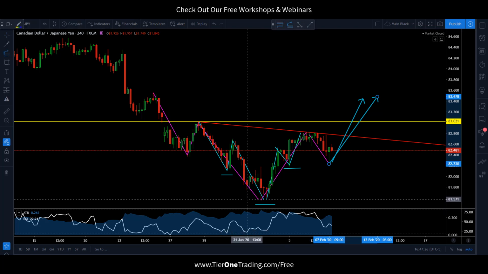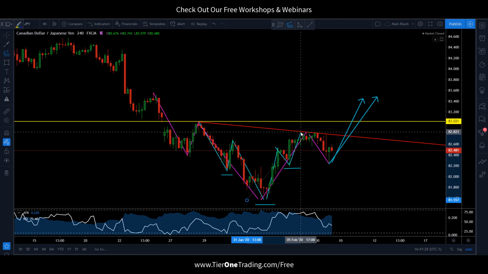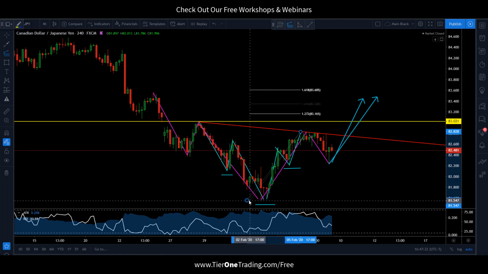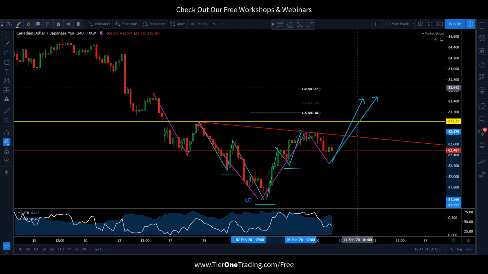And just for giggles, let's see if we have any Fibonacci confluence there as well. Looks like probably right below a 1.618. Yep, right below 1.618. So you've got a pretty good level of confluence here. You have a Fibonacci extension level a little bit above it.